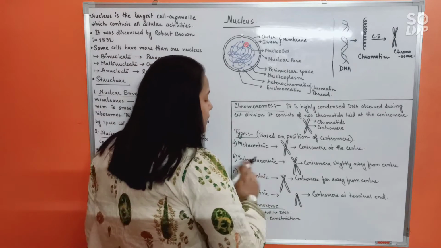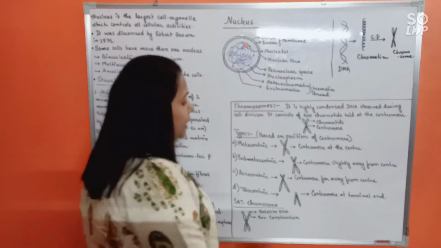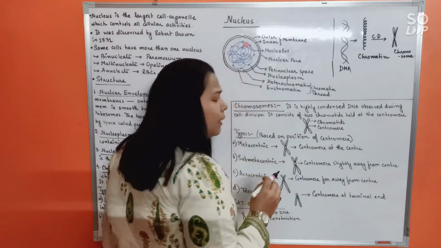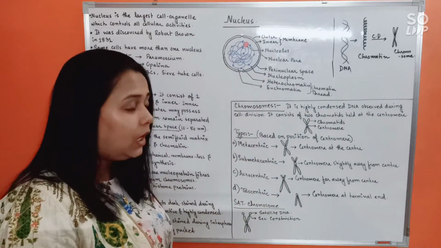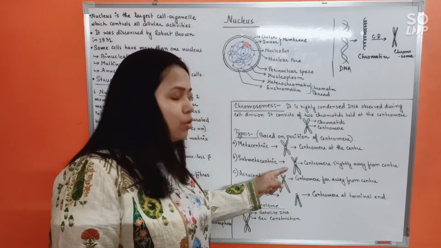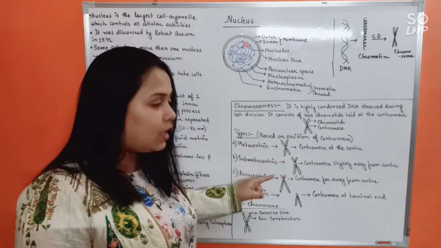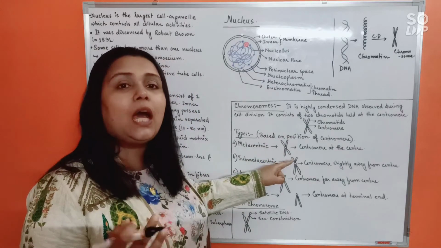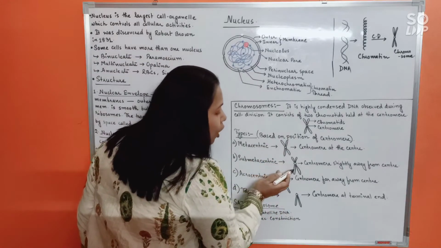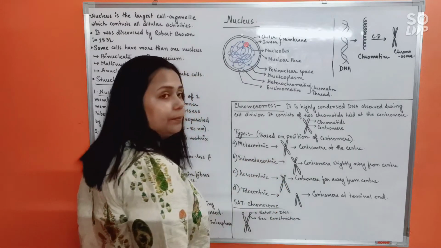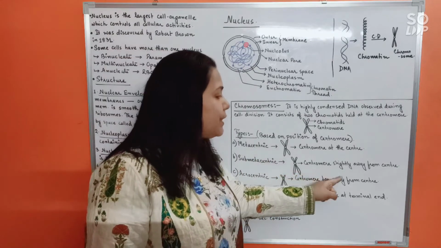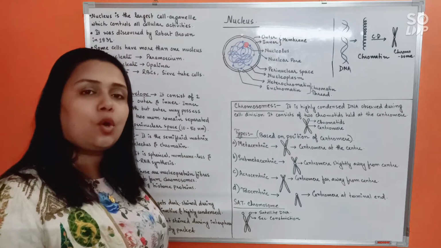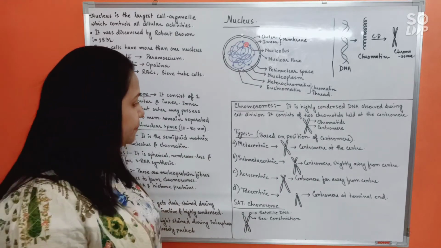Next, submetacentric. Submetacentric means now the centromere will be slightly away from the center, dividing the chromatids into two unequal halves, say two unequal arms. One is a long arm, one is a short arm. So centromere slightly away from the center is called a submetacentric chromosome.